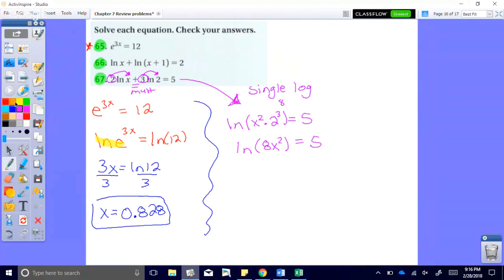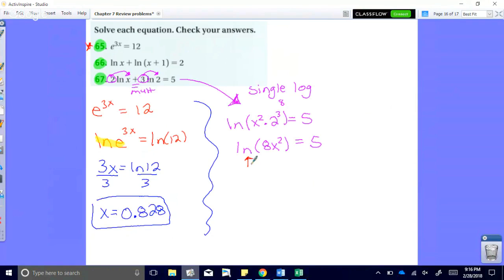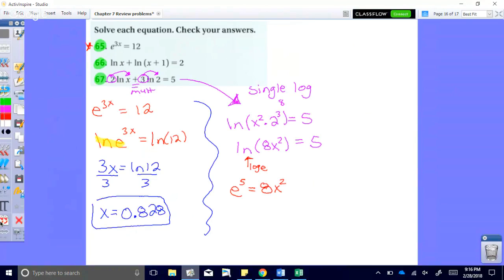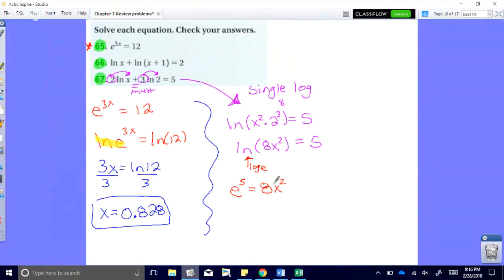Okay, since we started as an exponent, if you need to remember, ln is log with the base of e. So when we rewrite this, this is e to the 5th equals 8x to the second. So the e comes up, the 5 comes over, equals 8x to the second. So now we can solve. So I'm going to divide by 8.